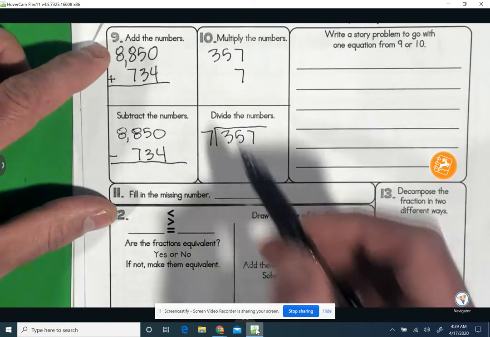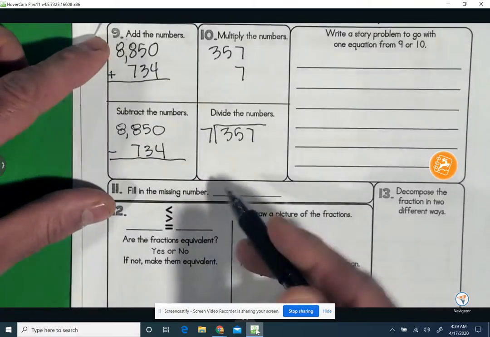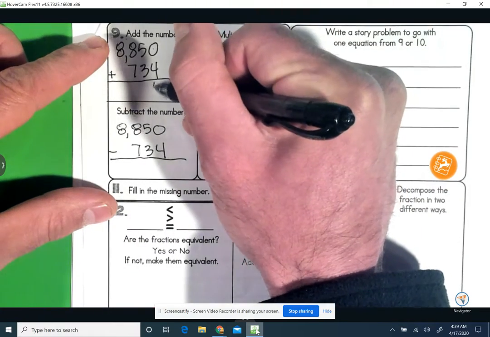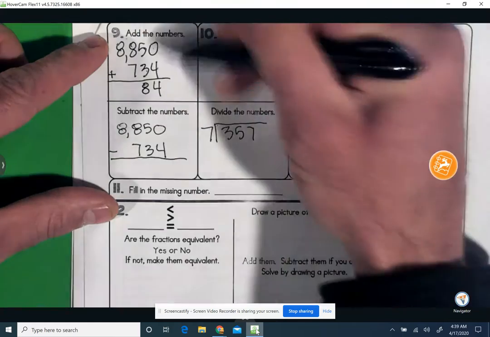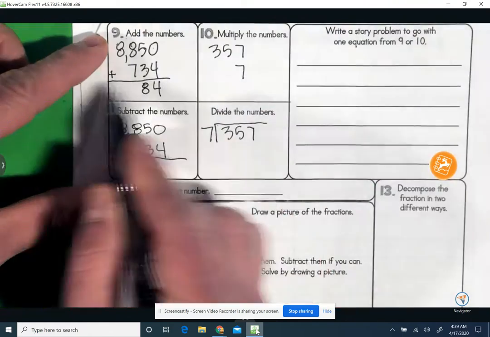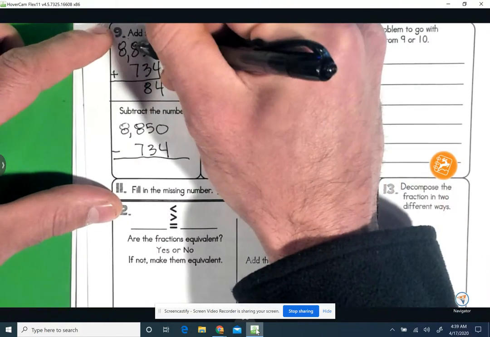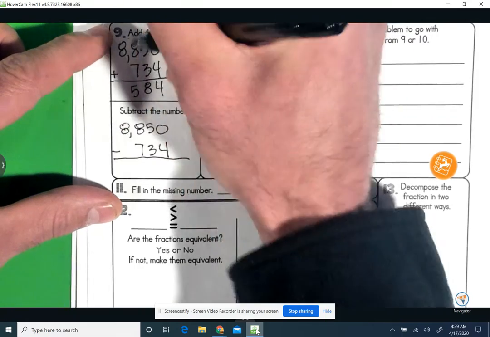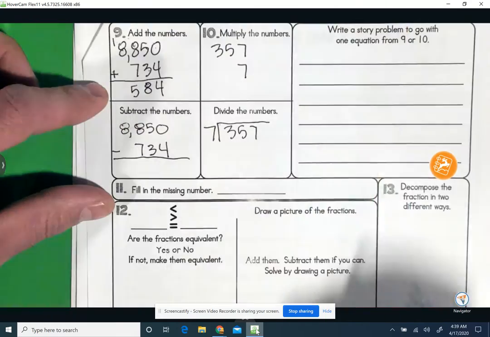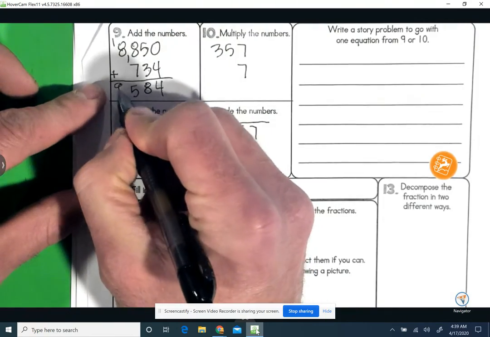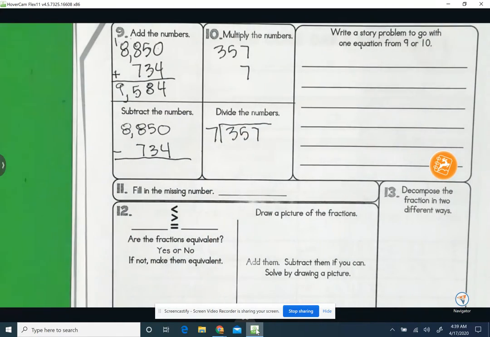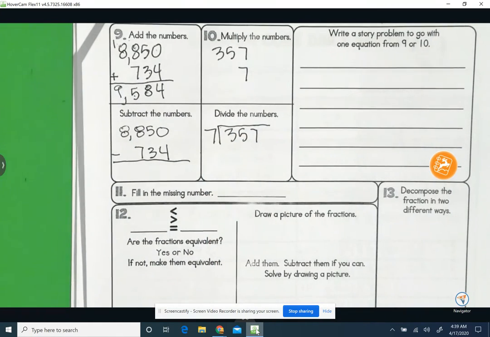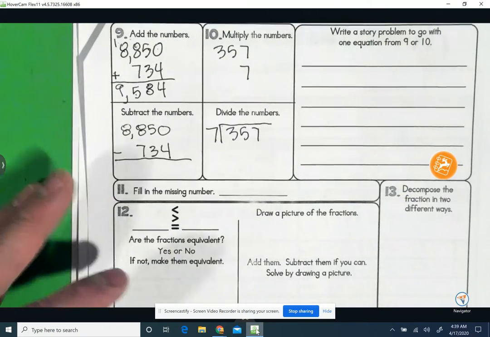So go ahead and start with the first part, adding the numbers. 0 plus 4 gives us 4, 5 plus 3 is 8, starting on the right-hand side of the problem and moving our way to the left. 8 plus 7 gives us 15. Carry the 1. 8 plus 1 is 9. Ones, tens, hundreds, comma, 9,584 is the sum.